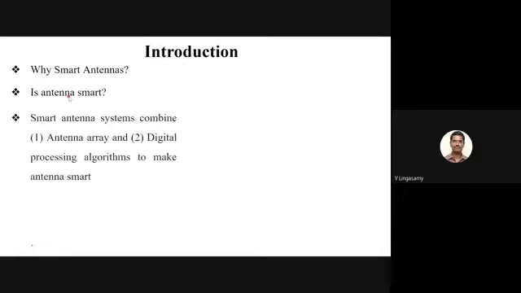Now, what smart antenna systems do is combine the antenna array and digital processing algorithms to make the antenna smart. Why are we specifically mentioning an antenna array? Because you cannot steer the beam with a single antenna. A single antenna will have a broader beamwidth, a broader pattern, right?